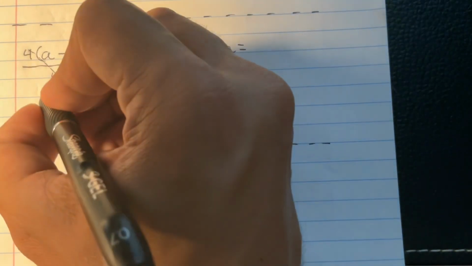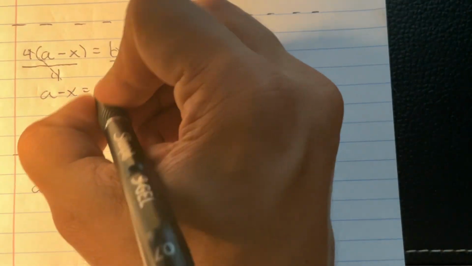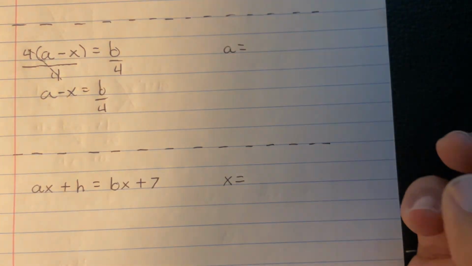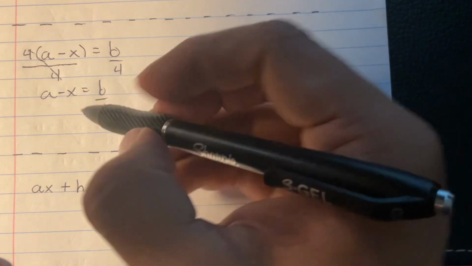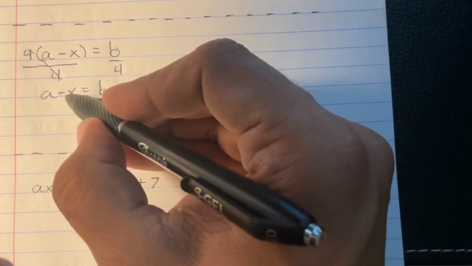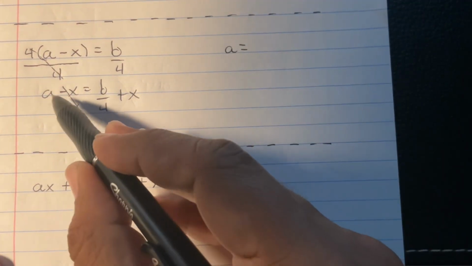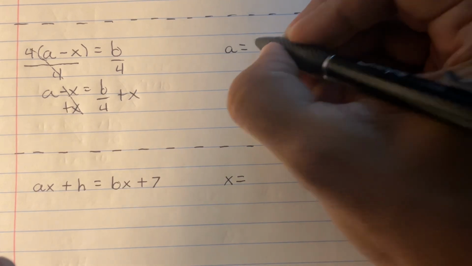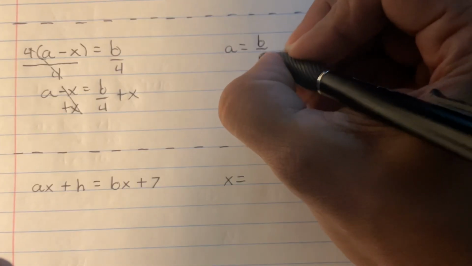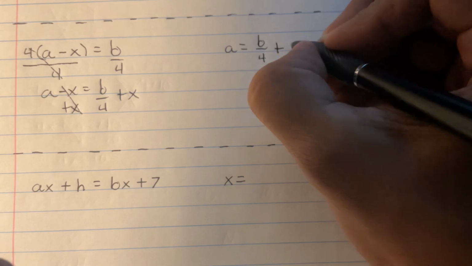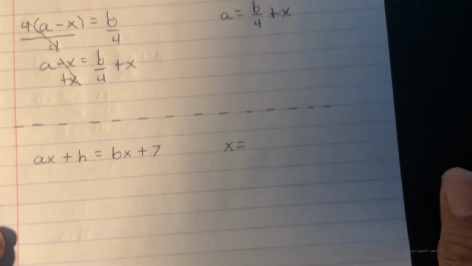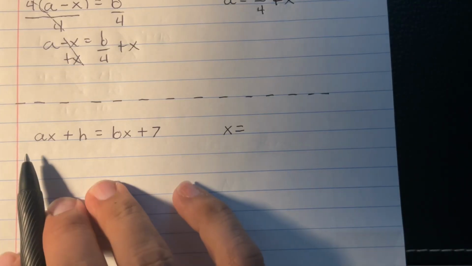So now I'm left with a minus x equals b/4. Same thing as numbers. Now we're getting rid of the minus x to leave the a by itself. We're going to add x. Which means a is now all by itself, and a equals b/4 plus x.